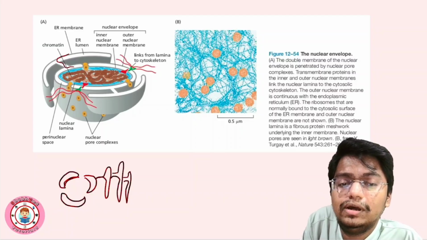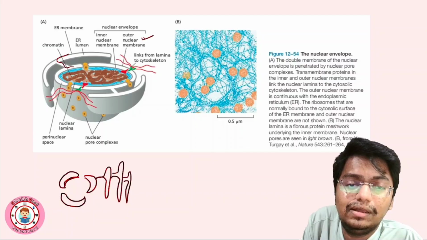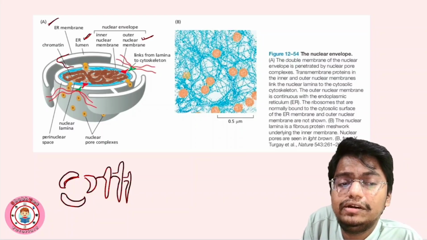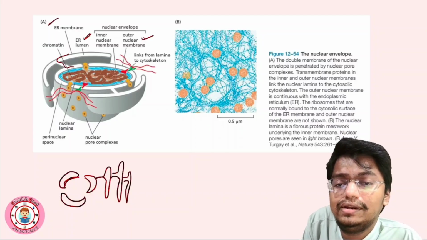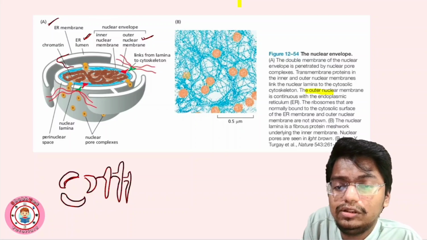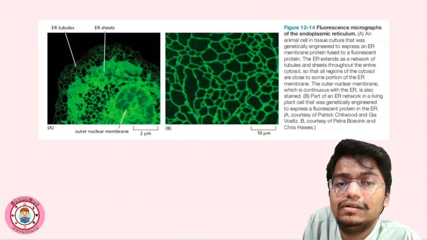Okay, so the nuclear outer membrane is connected to the ER lumen, right? It is membrane bound, so that is continuous, basically a continuous structure. It is written here, I will highlight: the outer nuclear membrane is continuous with the endoplasmic reticulum. Got it? Then the next things we will understand with the help of pictures, right? Everything important I will be telling you.